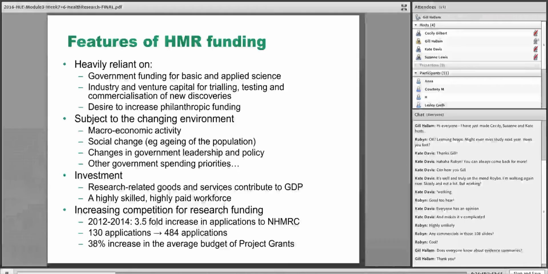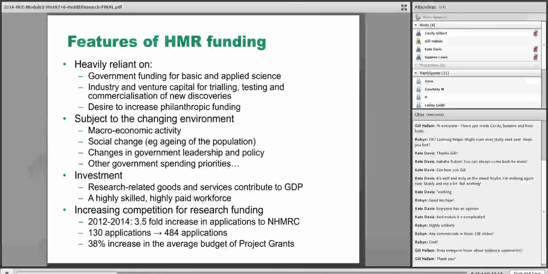Then there's been a huge increase in the number of applications for funding. So just over that 3-year period of 2012 to 2014, it was over 3 times an increase. So a 300% to 350% increase in the number of applications going in for funding. And that grew from 130 applications to 484 applications. So huge competition for the research dollar. And that needs to be considered by everybody in the activities.